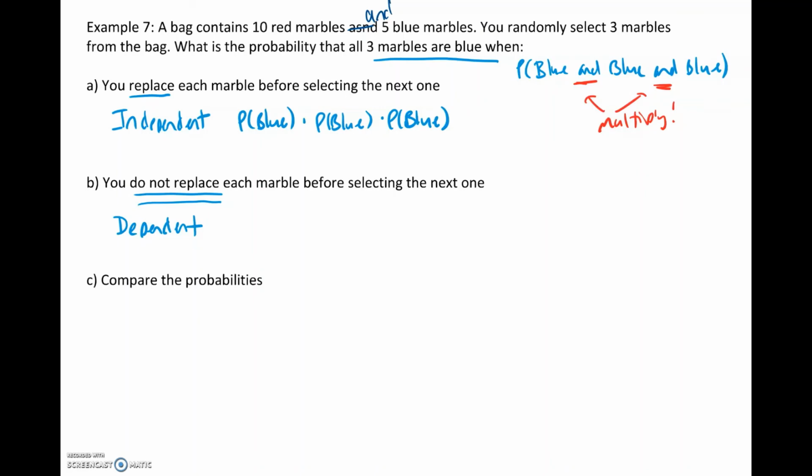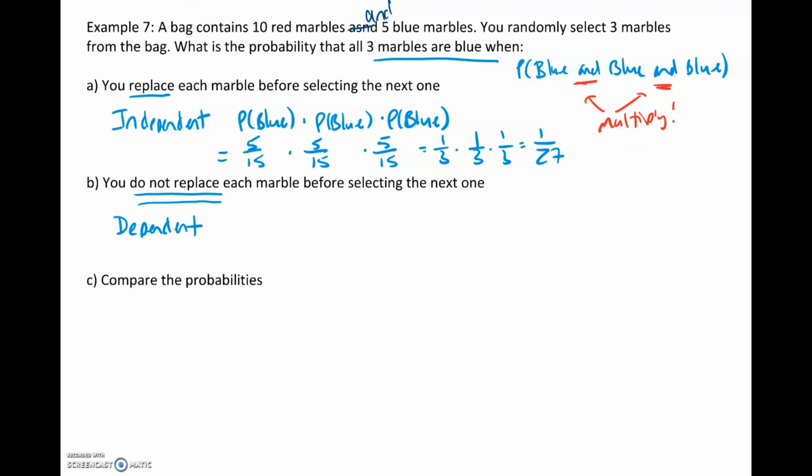None of it changes as we go from one pick to the next pick to the third pick because we're putting the marbles back. So that is just going to be 5 out of 15 times 5 out of 15 times 5 out of 15, or 1/3 times 1/3 times 1/3, which is 1/27. Okay?